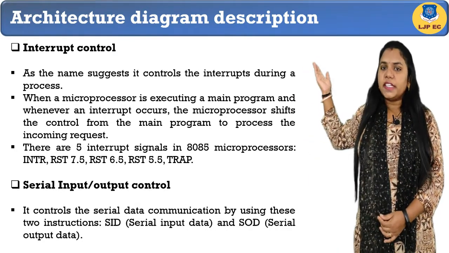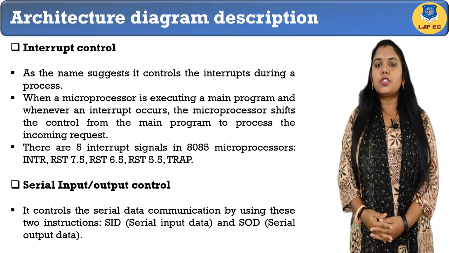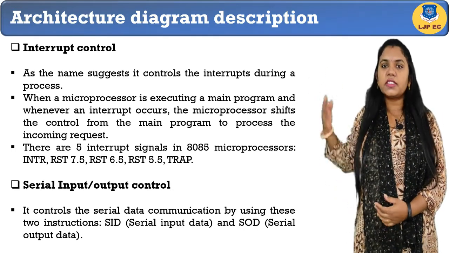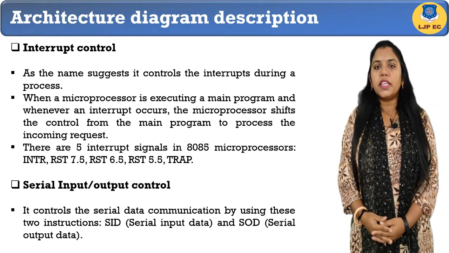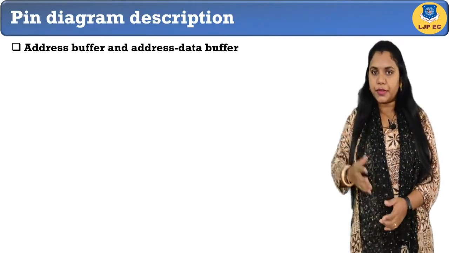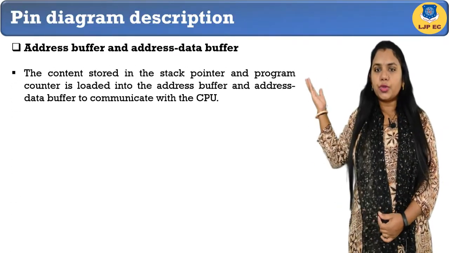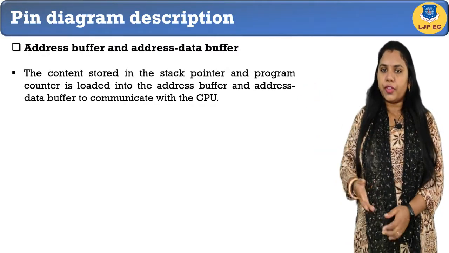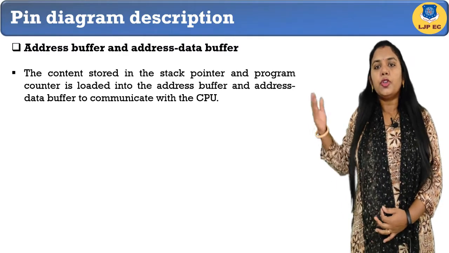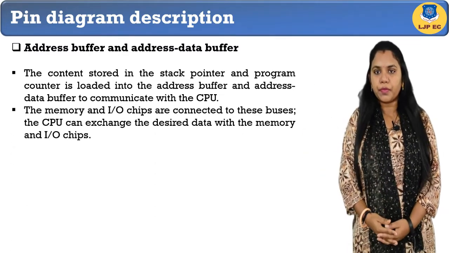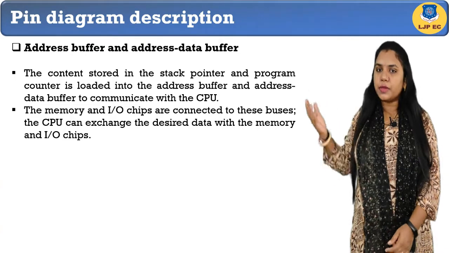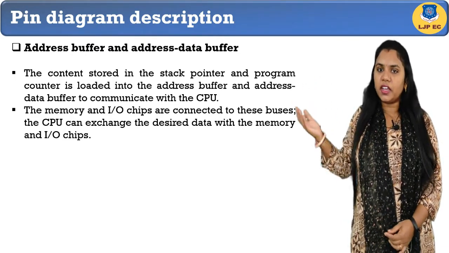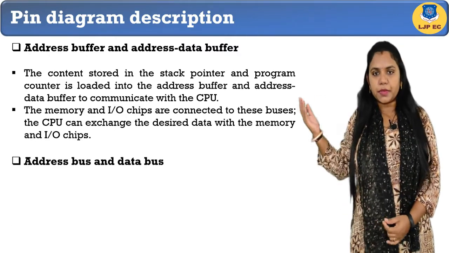The next is serial input output signals. It controls the serial data communication by using these 2 signals, that is SID, serial input data and SOD, serial output data. Next, address buffer and address data buffer. The content stored in the stack pointer and program counter is loaded into the address buffer and address data buffer to communicate with the CPU. The memory and the I/O chips are connected to these buses. The CPU can exchange the desired data with the memory and the I/O chips.